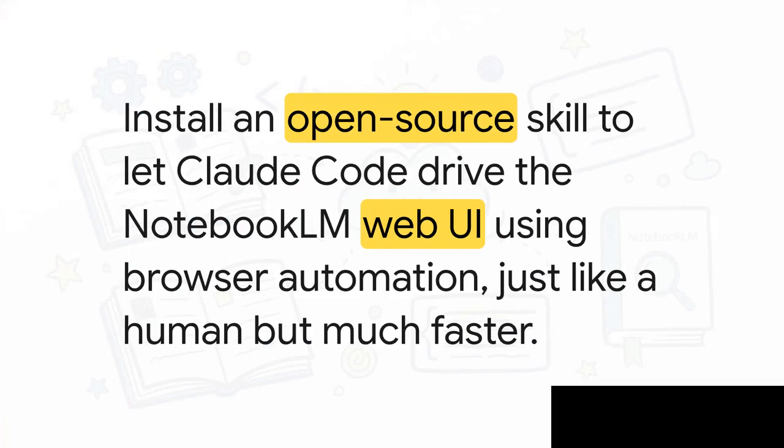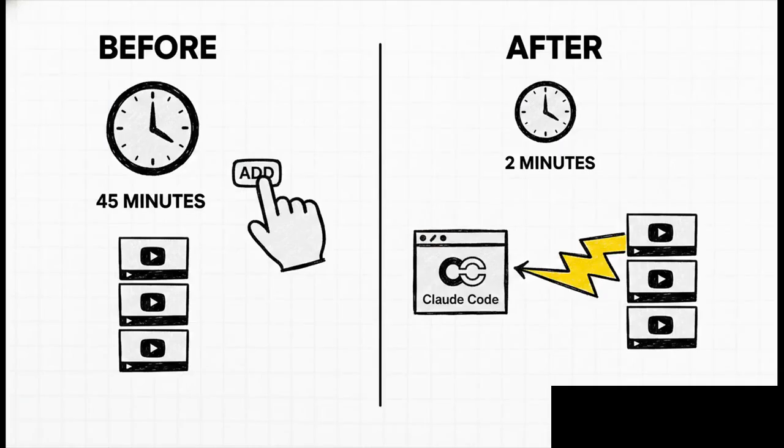First things first, you install an open source skill. There are a couple great projects like Please Prompto's NotebookLM skill. What these do is basically use browser automation to let Claude Code drive the NotebookLM website, just like a person would, only way, way faster. And the payoff for that first step is immediate. Instead of spending 45 minutes clicking add source for every video in a YouTube channel, you just give Claude Code a single prompt. It does all that tedious work for you in about 2 minutes. That alone is a massive quality of life improvement.